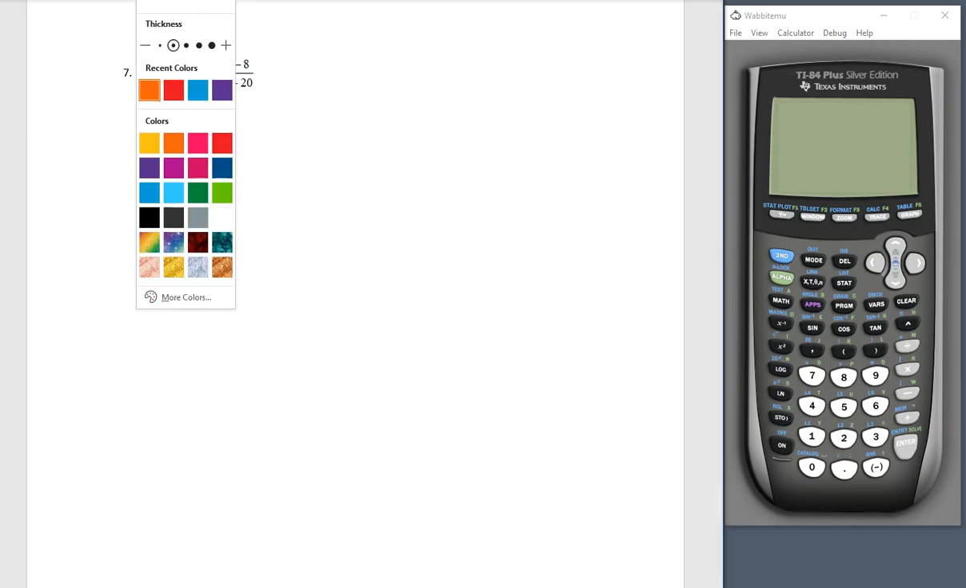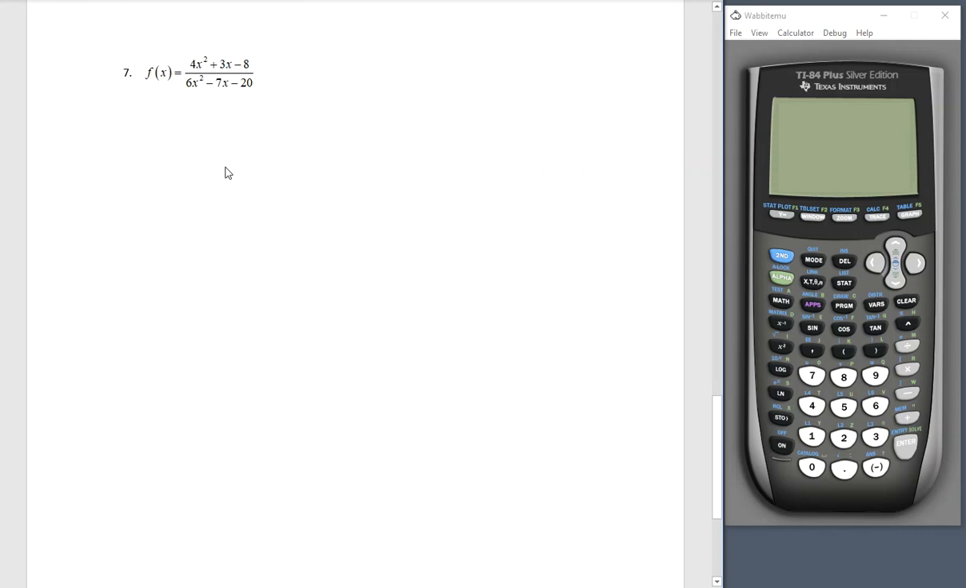This one looks like it's going to be royalty, so let's put it in purple. All right, 6x squared minus 7x minus 20 cannot be 0. And I know what you're thinking. We have to factor that? Or, oh, we get to factor that. That's it. That's the only two options.